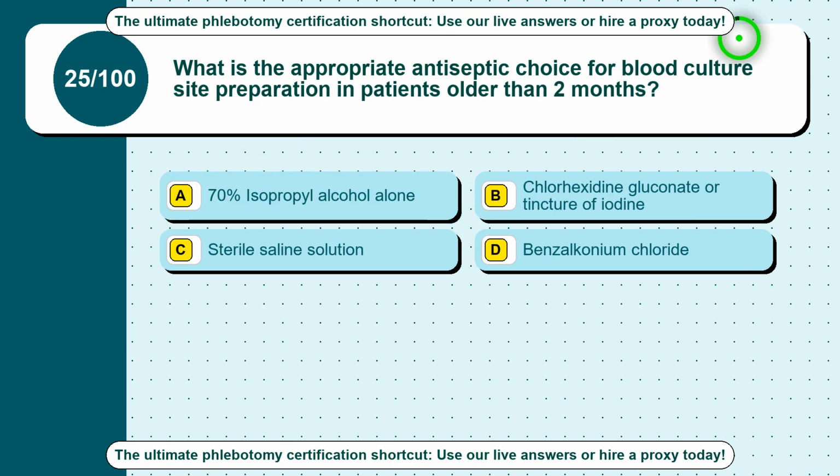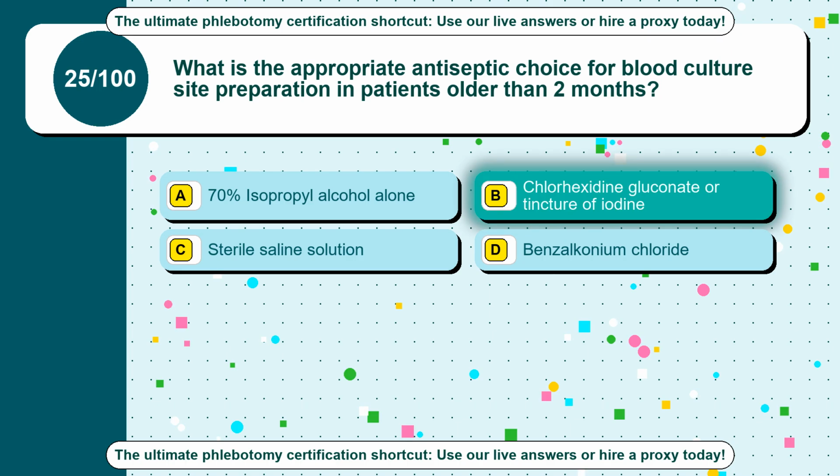Question 25. What is the appropriate antiseptic choice for blood culture site preparation in patients older than 2 months? Option A, 70% isopropyl alcohol alone. Option B, chlorhexidine gluconate or tincture of iodine. Option C, sterile saline solution. Option D, benzalkonium chloride. The correct answer is option B, chlorhexidine gluconate or tincture of iodine.